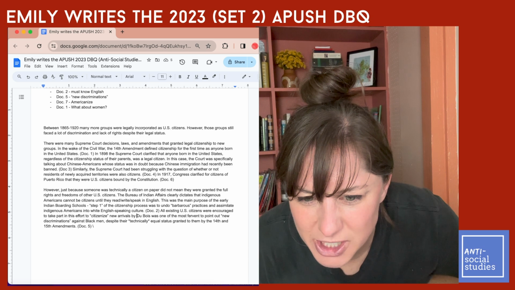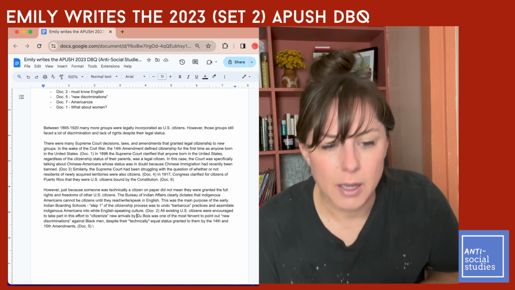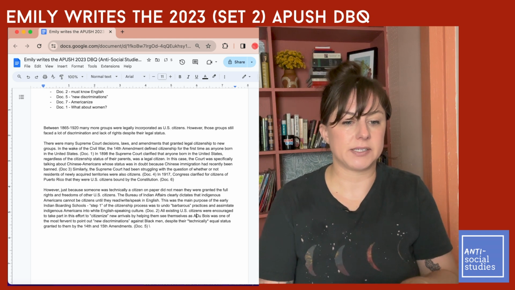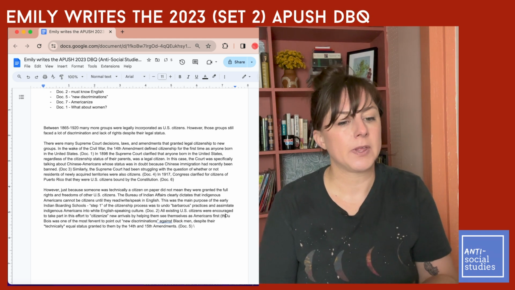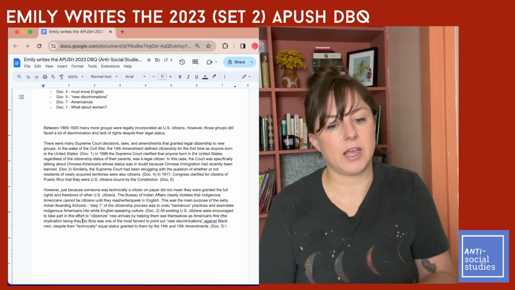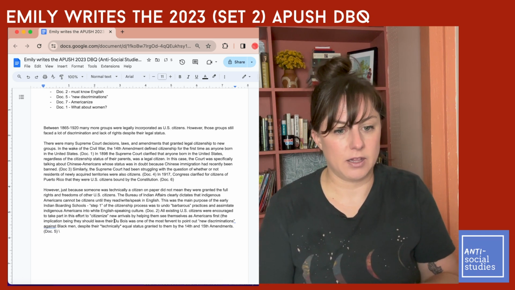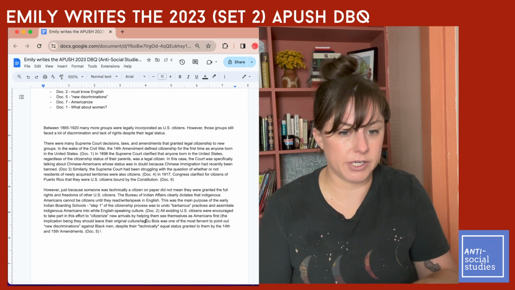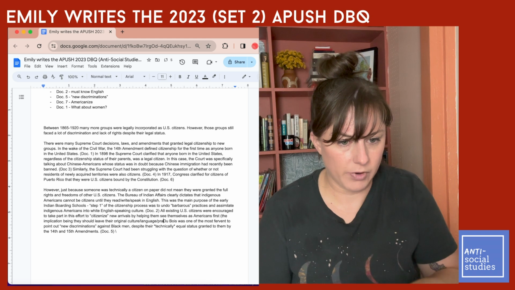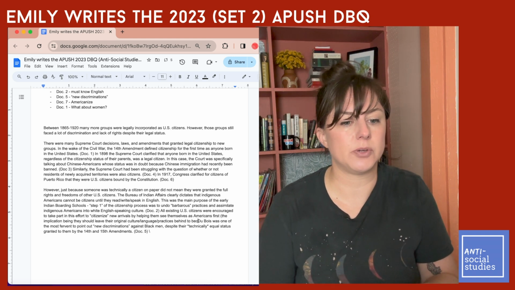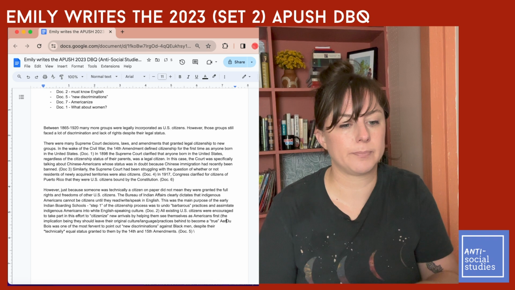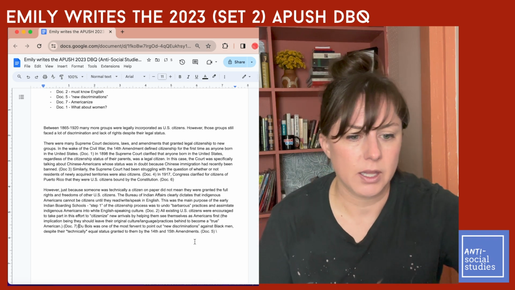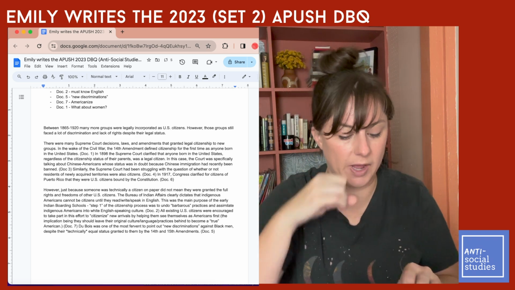by, and then I'm trying to see if I can get something from this poster, by helping them see themselves as Americans first. The implication being they should leave their original culture, language, practices behind to become a true American. Great, and that's document 7. Then I have Du Bois talking about discrimination against Black men.